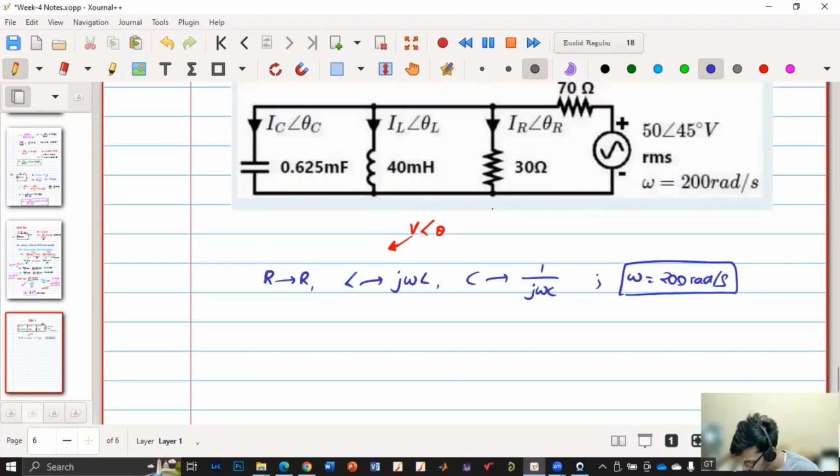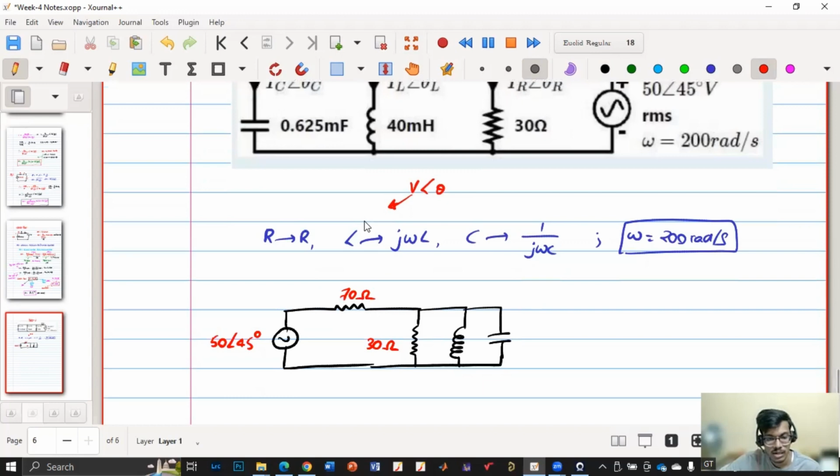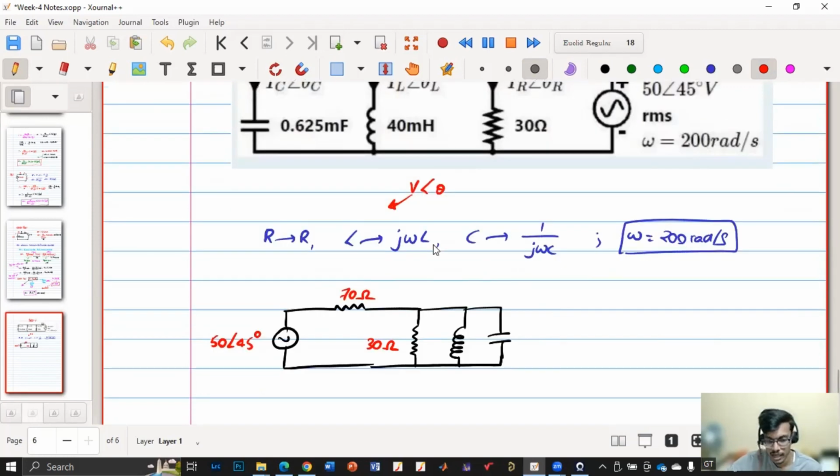So I'll redraw the circuit as this. So my input is given as 50 angle 45 degrees. This resistance is 70 ohm and this resistance is given as 30 ohm. So now what will be my L and what will be my C? Can anyone calculate? L will be j into 200 into 40. So it will be what? 40 milli into 200. So 8000 into 10 to the power minus 3. So it will be j8, right?